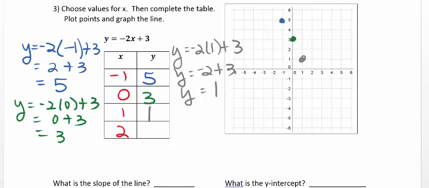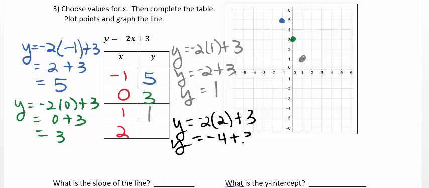We're going to find the value of y when x is 2. So we have y equals -2 times 2 plus 3. -2 times 2 is -4, and -4 plus 3 is -1. So I go over to 2 and down to 1. So there are my 4 points from the table, and I'm going to connect them.